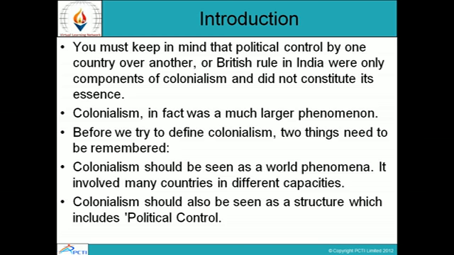So, colonialism should be seen as a structure where one country dominates the other country in terms of political control, when one country or state is not free, is not sovereign. That is the meaning of colonialism.